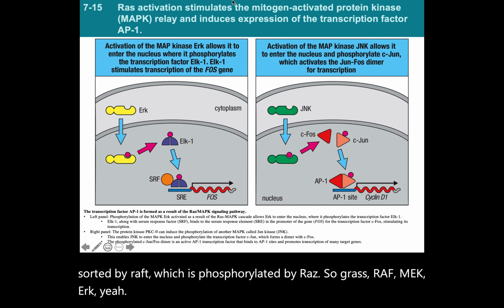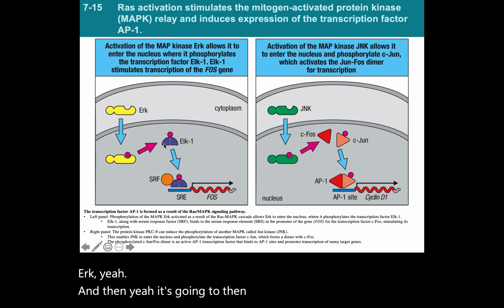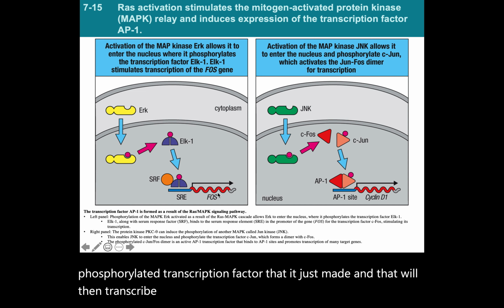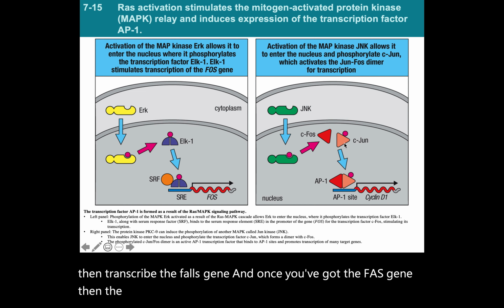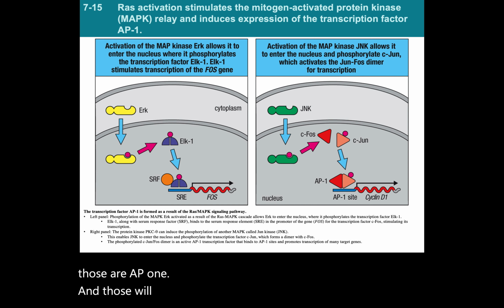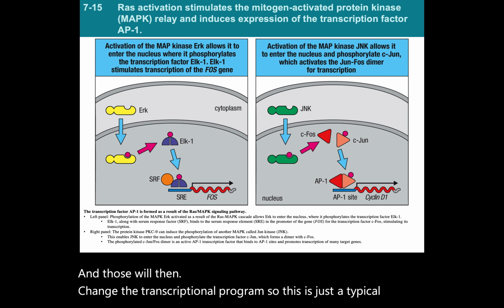And then it's going to go into the nucleus, phosphorylate a transcription factor that it just made. And that will then transcribe the FOS gene. And once you've got the FOS gene, then the FOS can bind to a C-Jun, which has been activated by Jun kinase, JNK. And together, those are AP1, and those will then change the transcriptional program. So this is just a typical cell signaling cascade.